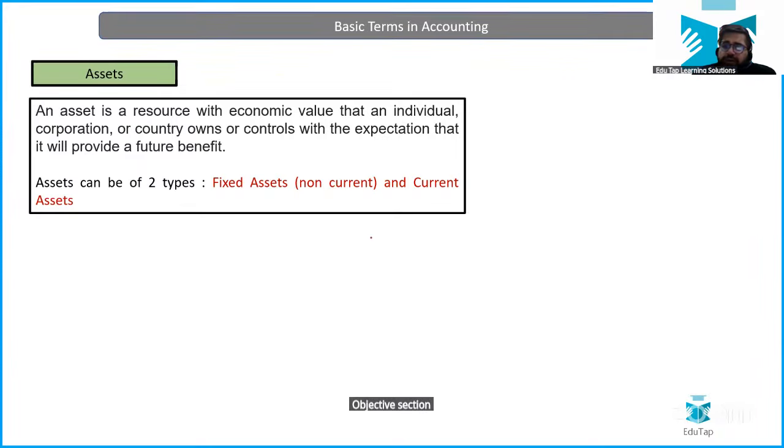Objective section not covered. Objectives we have covered, right, Harsh? That all the four objectives.